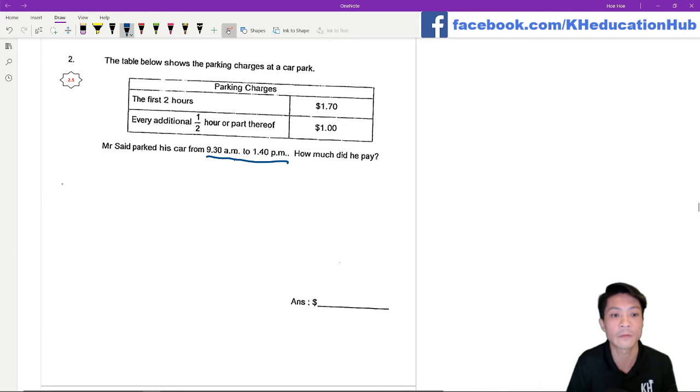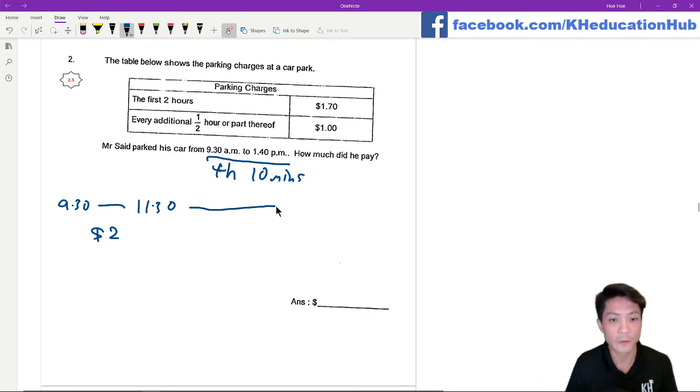So we're going to count from 9:30 to 1:40, how much time is it altogether? So 9:30, 10:30, 11:30, 12:30, 1:30. So it's going to be 4 hours and 10 minutes. Okay, double check. Now we're going to count from 9:30. For the first 2 hours, to 11:30, it's going to be $2.